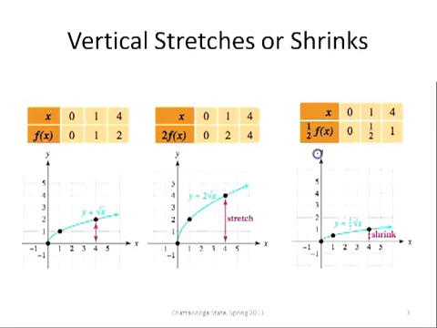In this next example, we multiply the y values by 1/2. So if the y values multiply by 1/2, what happens is they actually get smaller. So instead of the original graph being here, having a point here and here, those points are actually lower. So this is a vertical shrink.